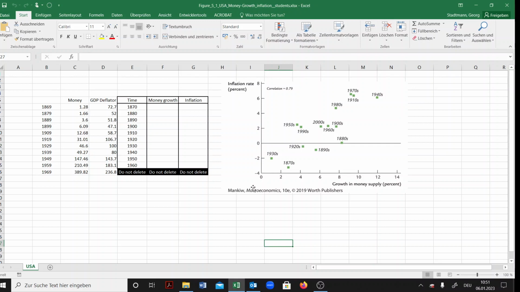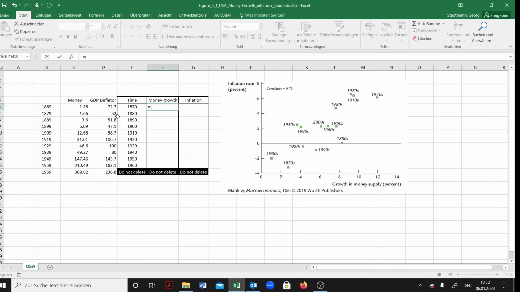We have some data from the US, and each data point represents the average growth rate of money supply in one decade and the average growth rate of the inflation rate in one decade. In order to create this diagram, we, in a first step, have to compute the average growth rate of money supply. This is performed in the following way.